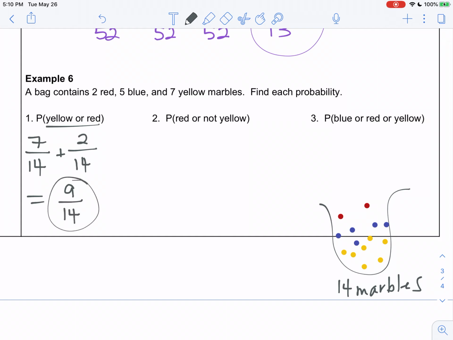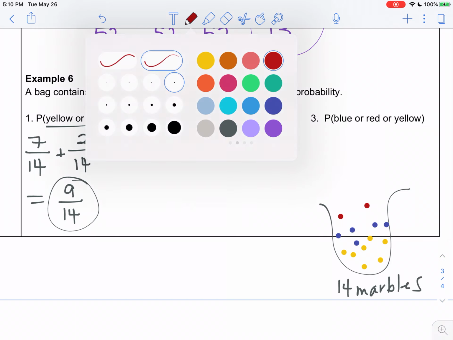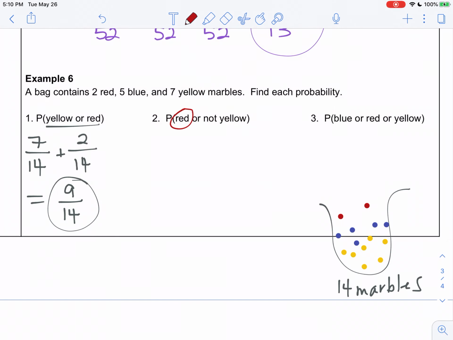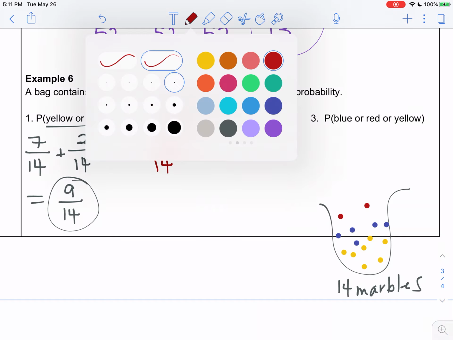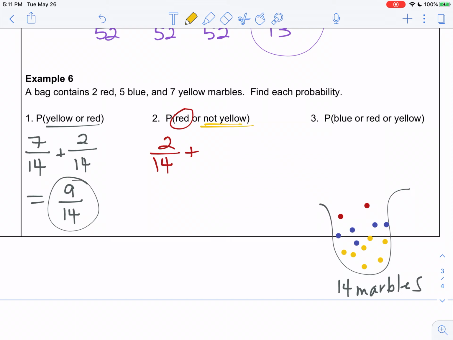Okay. Moving along, what's the probability of red or not yellow? Okay, well this one's kind of goofy. We might phrase this a little differently, but it's going to give us a taste of what this would look like. All right, so let's start with the probability of red. We notice here there are 2 out of 14 red marbles. Then I'm going to add in the probability of not yellow. Well, there's 7 of these yellow marbles.